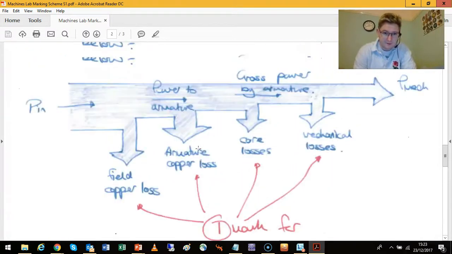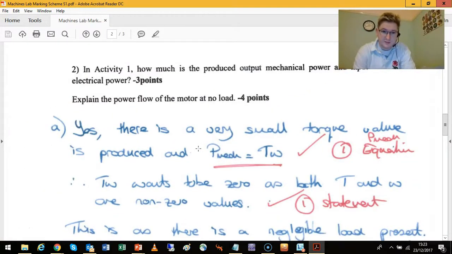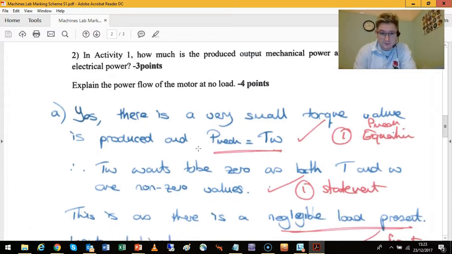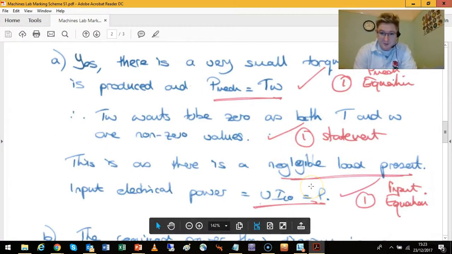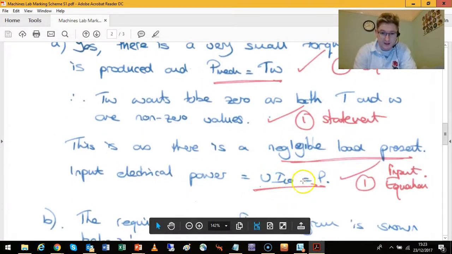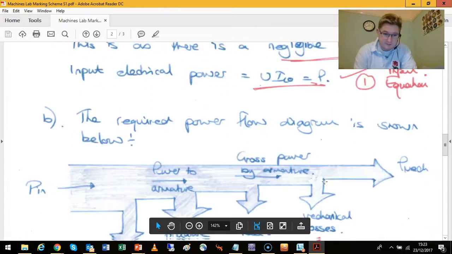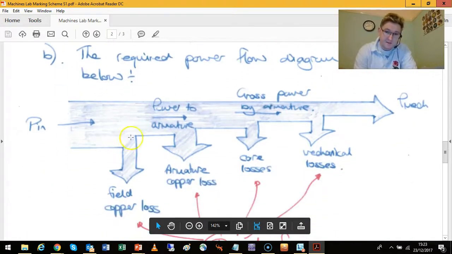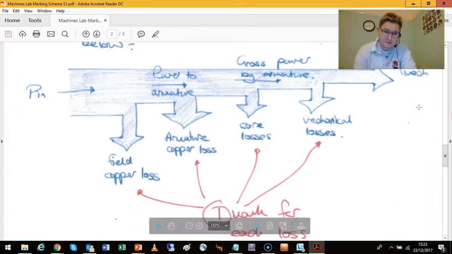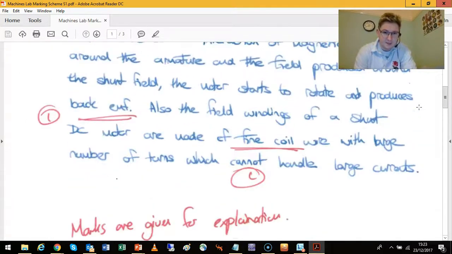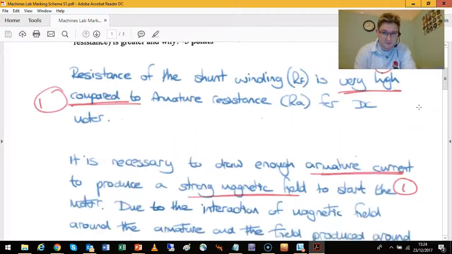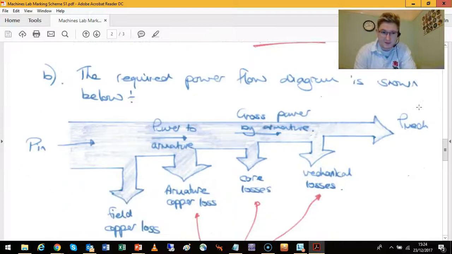I'll probably just go through the other things. The other one we had last year was to produce the output mechanical power and input mechanical power. So we had P mechanical equal to T omega. There's a negligible load present, and the input electrical power is V ILO, which is equal to P in, which probably helps with this. In your P in, you've got your copper field losses, your armature losses, core losses, and your mechanical losses, which then produces your P mechanical. That was just some descriptive questions for the first bit. Hopefully these equations will help you.